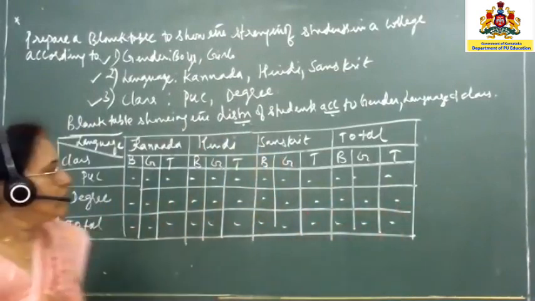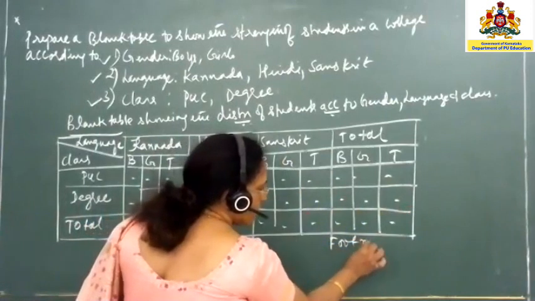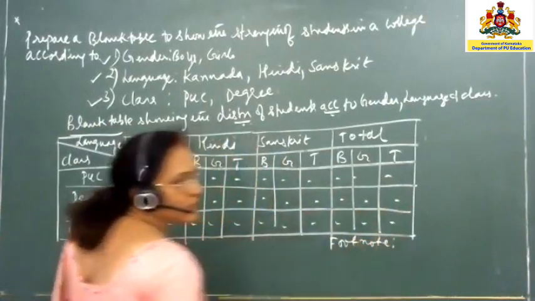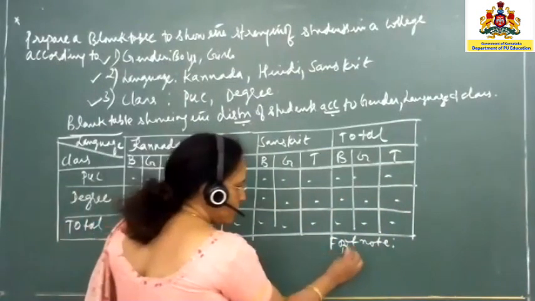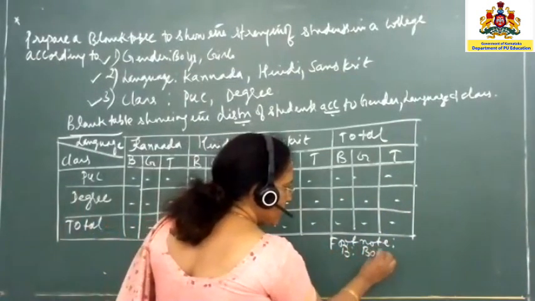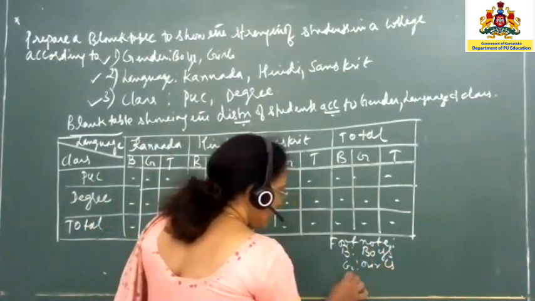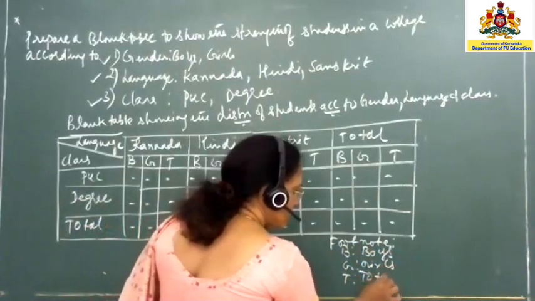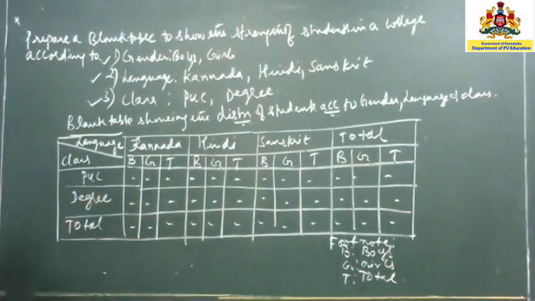Okay, fine. Now in this case, I can use the footnote. What is the footnote? The abbreviations wherever I have used. So I have used B here. What is B? B represents boys. What is G? G represents girls. What is T? T represents the children. So is it clear? Now this is what you call a blank table. This whole thing is going to be for 5 minutes. Okay.